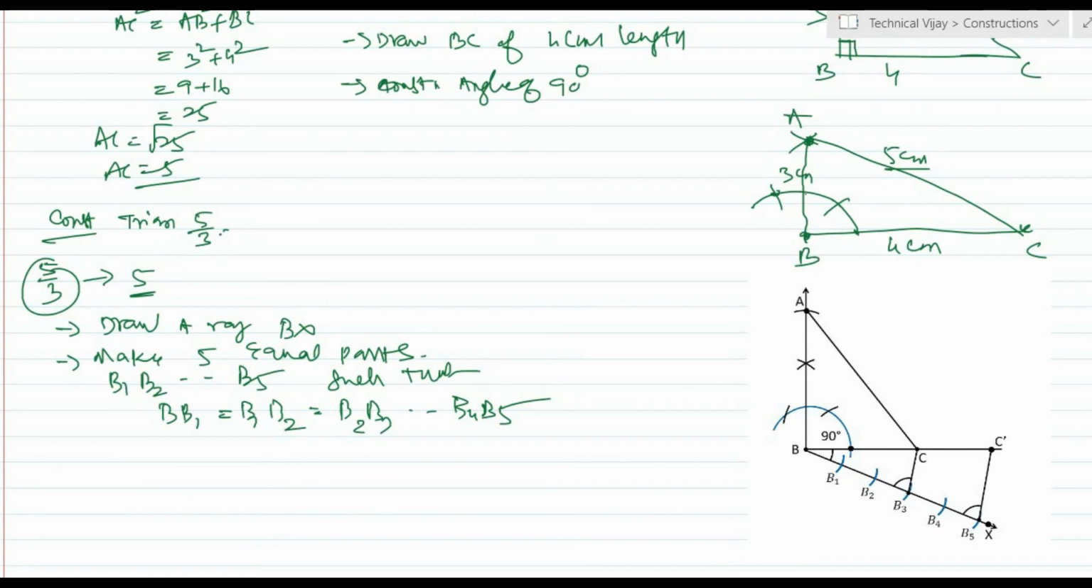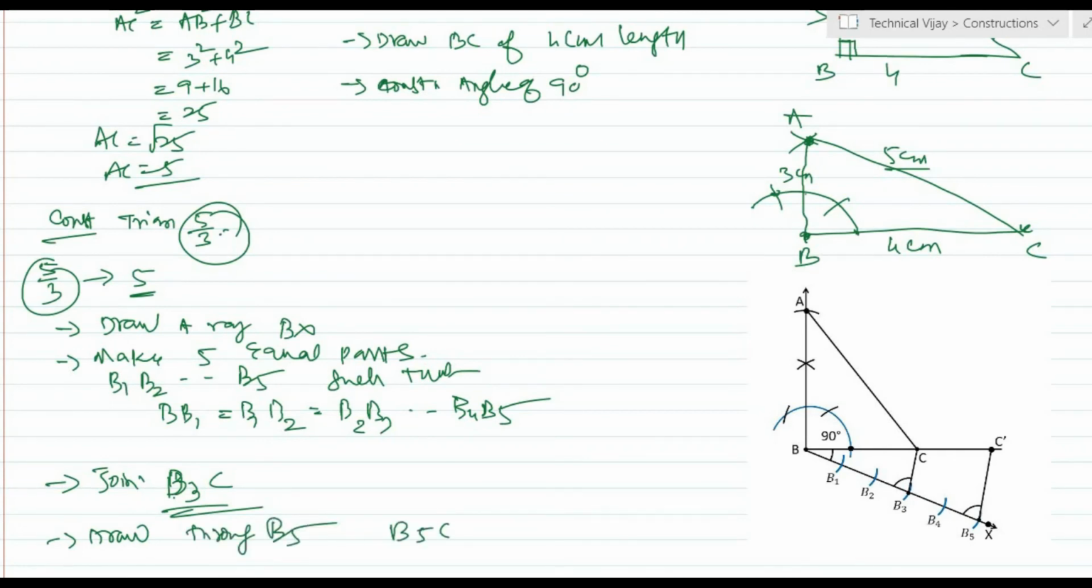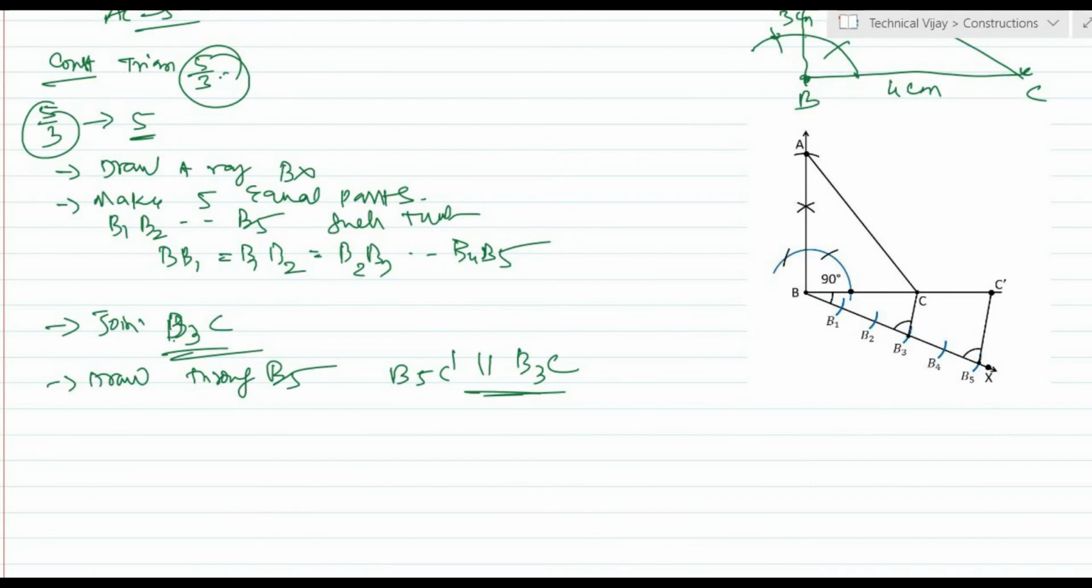Now next join B3 with C, because for 5:3 the smaller one is B3 to C. Join B3 and C, and after that draw through B5 the line B5C dash, which should be parallel to B3C. Like this you have to draw. After that draw C dash A dash, which is parallel to AC. Here this is C dash and this is A dash.